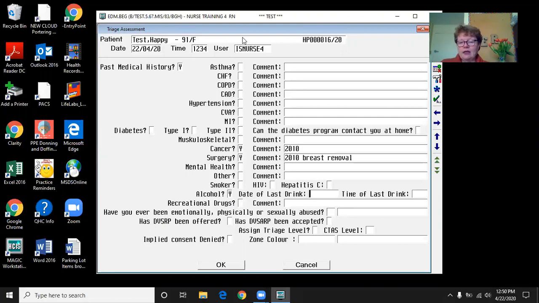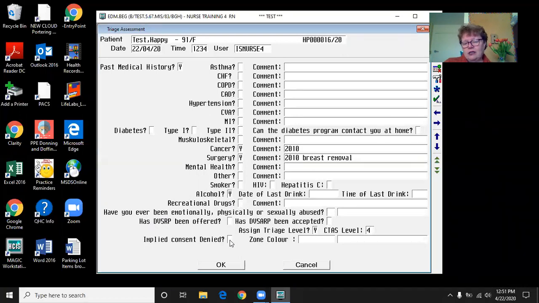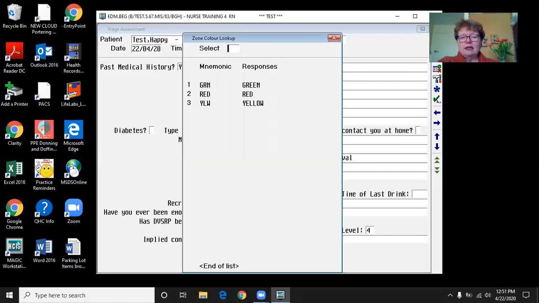Again, here at the bottom of this page, you'll assign the triage level. And for our patient today, I think I'll give her a 4. And implied consent denied, just because we're in test, this is coming up again. And then the zone color. So we have 3 colors at Belleville site: green, yellow, red. Green being least acute, so we're fast track, see and treat. Yellow being our more stable level 2s and 3s. And then of course red zone is our acute, so levels 1s and 2s. For today, our lady's ambulatory. I know she is 91 with a cane, which I'll show you in a moment, but I'll put green.